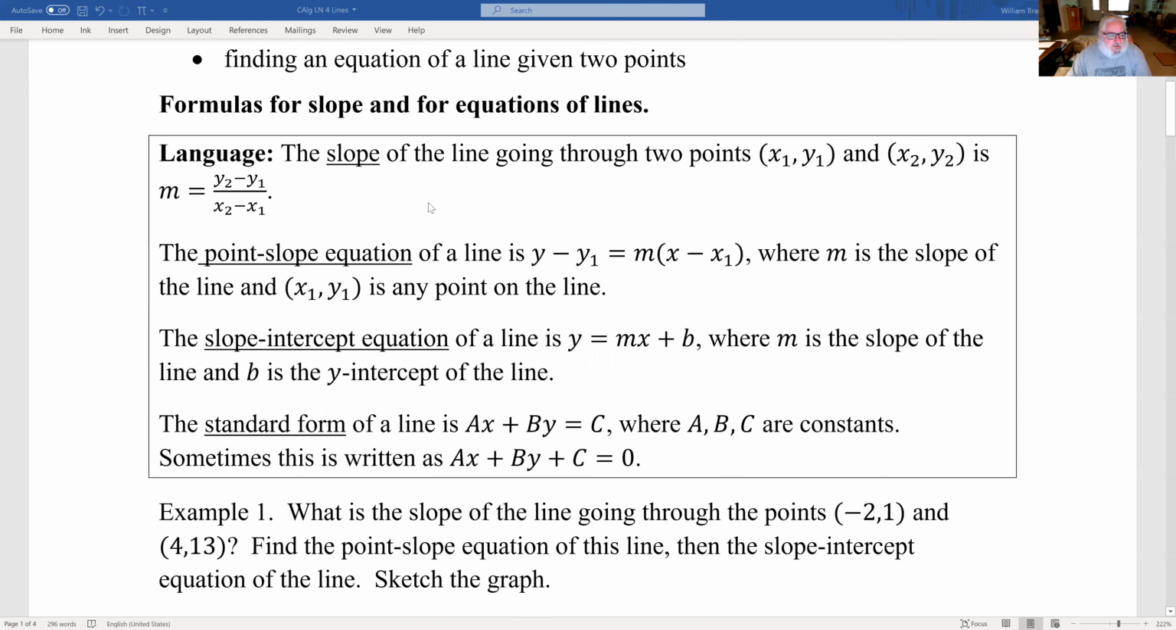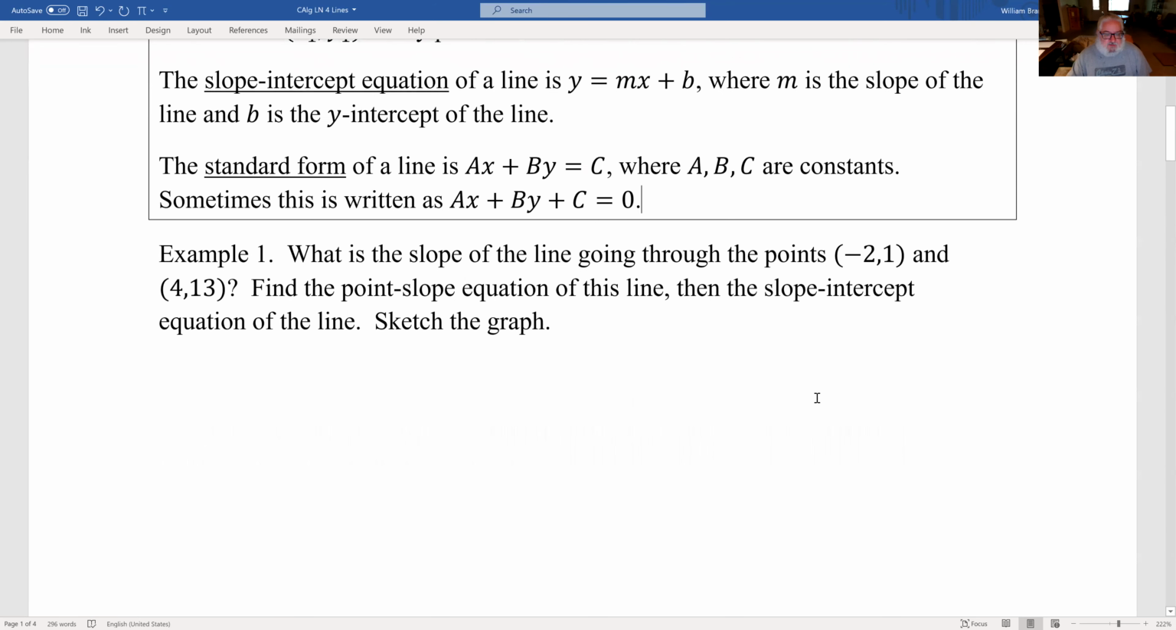So here's some language. The slope of the line, if you've got 2 points, x1, y1, and x2, y2, is given by this formula, y2 minus y1 over x2 minus x1. The point slope equation of the line is that, where m is the slope, and x1, y1 is any point on the line. The slope intercept equation for the line is y equals mx plus b, where m is the slope and b is the y-intercept of the line. And then finally, the standard form is that, where a, b, and c are constants, and sometimes you move the c over to the other side and write it as 0.